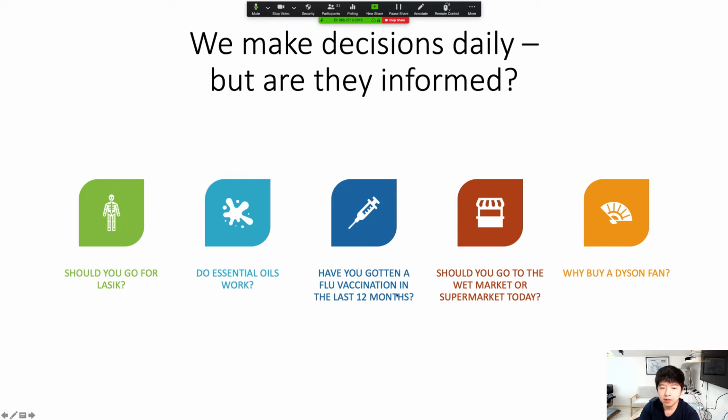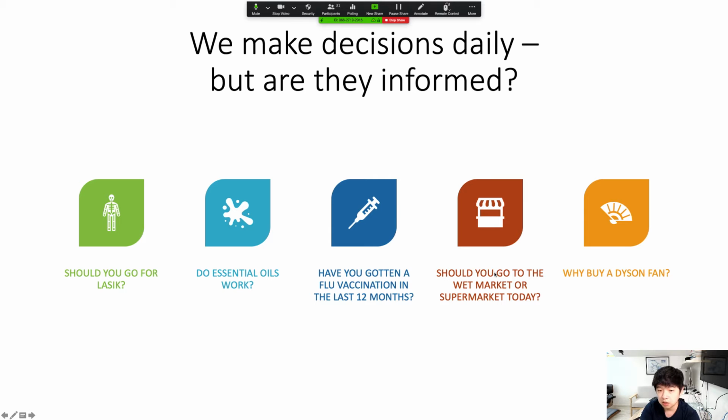And have you gotten a flu vaccination in the last 12 months? How many of you have gotten a flu vaccination in the last 12 months? One, two, anybody else? Three, four hands, I saw four hands. Okay, only four hands. We have how many students today? 30. So four hands out of 30, well, that's not a lot. That's less than one fifth of the whole cohort today. So not many people got a flu vaccination.